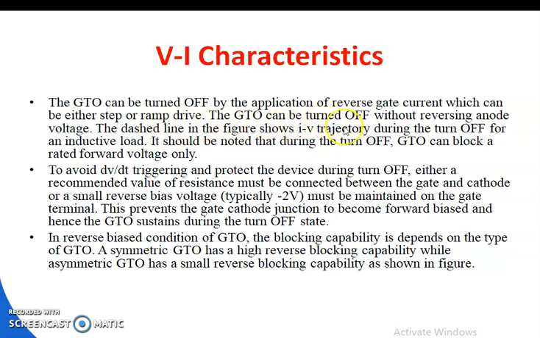The GTO can be turned off without reversing the mode voltage. The dashed line in the figure shows the IV trajectory during turn off. For an inductive load, it should be noted that during turn off, the GTO can block only the rated forward voltage.